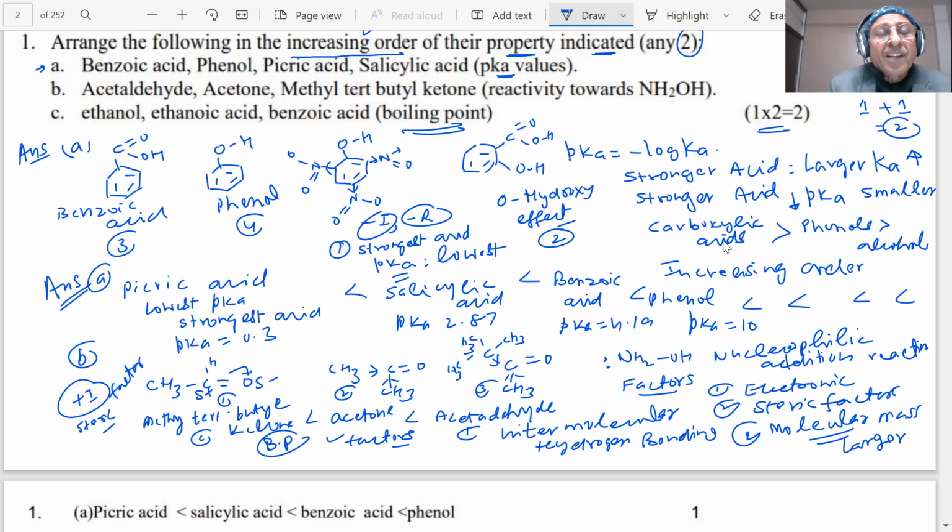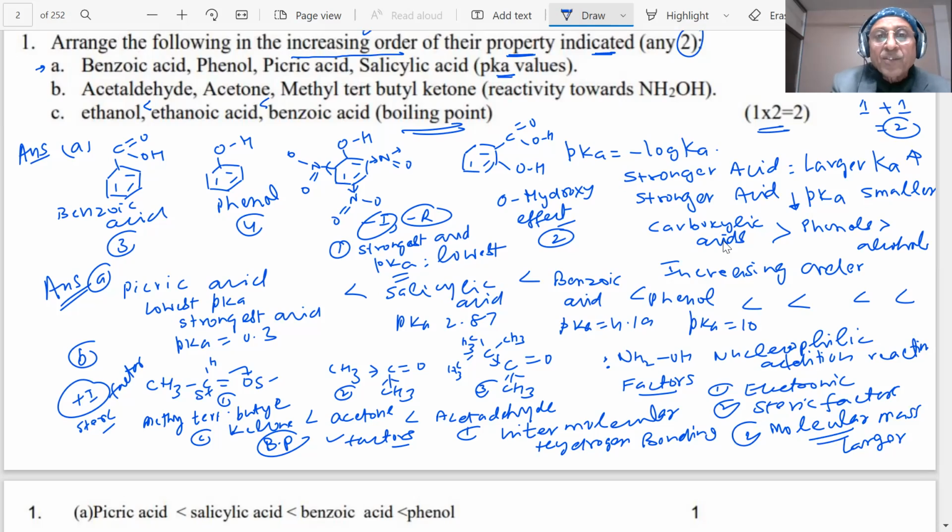So in this case, it is clear that carboxylic acids have larger boiling point than alcohols, but there are 2 carboxylic acids. You will see that benzoic acid has a larger molecular mass as compared to ethanoic acid. So the order should be like this. What factors have I used, students? The steric, molecular mass and intermolecular hydrogen bonding. I hope everything is clear. So we have been able to answer the 3 parts, A, B and C.